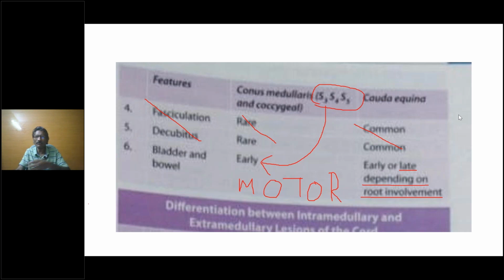So it will present more like one limb weakness which goes on to the other limb if the lesion is quite big and starts compressing the opposite roots also. Okay, so this is something you have to understand between conus and cauda. Try to fix the concept clearly and try to explain.